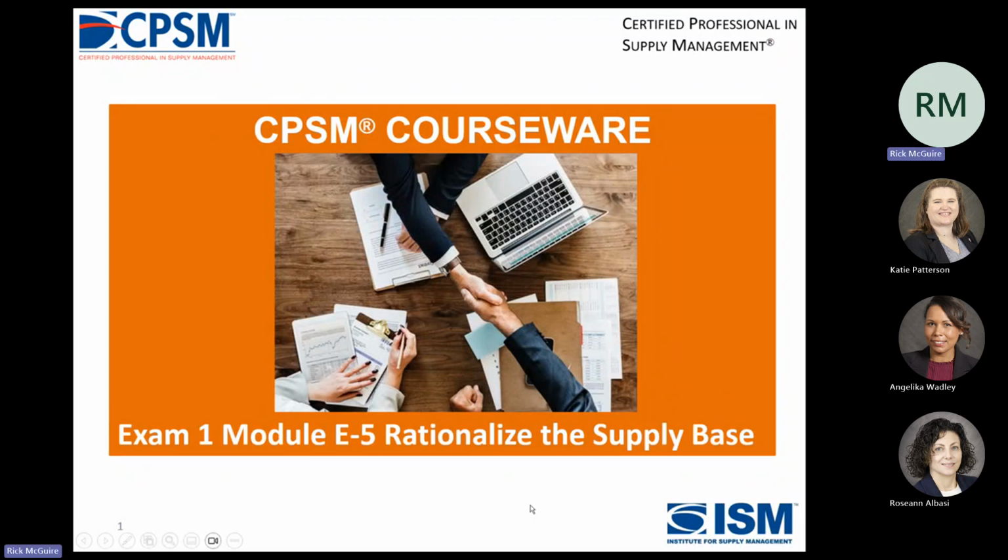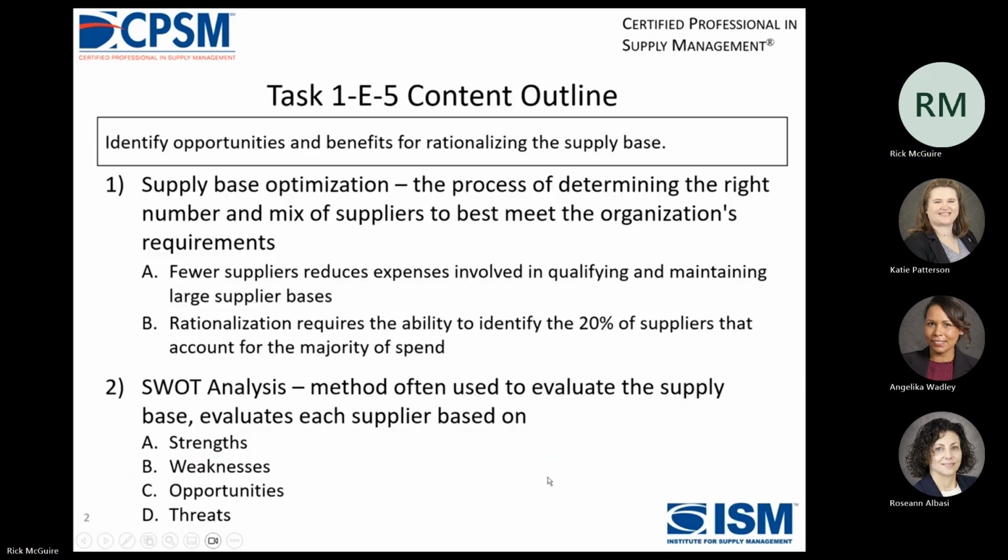They're going to call this rationalizing the supply base by categorizing suppliers, basically. So, opportunities and benefits for rationalizing the supply base. Supply base optimization is the process of determining the right number and mix of suppliers to best meet the organization's requirements. So fewer suppliers reduces expenses involved in qualifying and maintaining them. And rationalization requires the ability to identify the 20% of the suppliers that account for the majority of the spend.